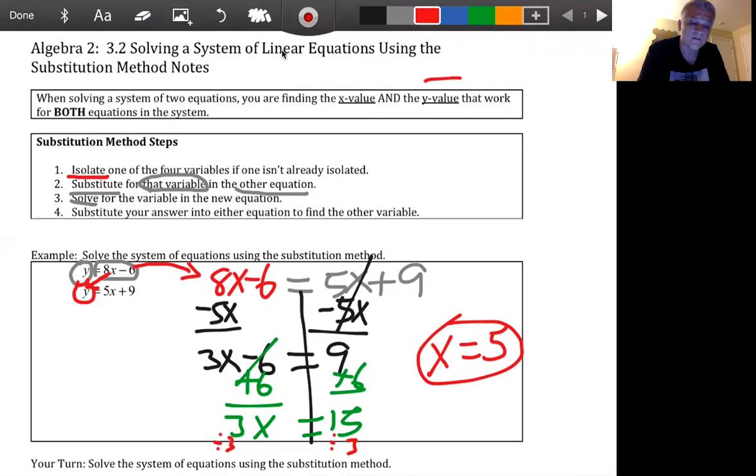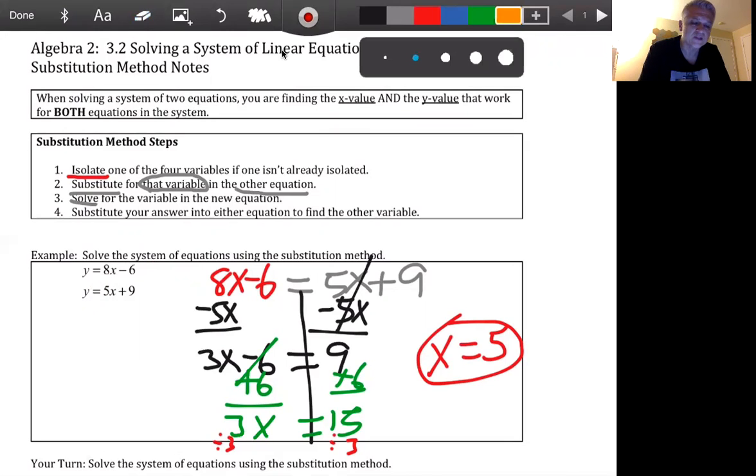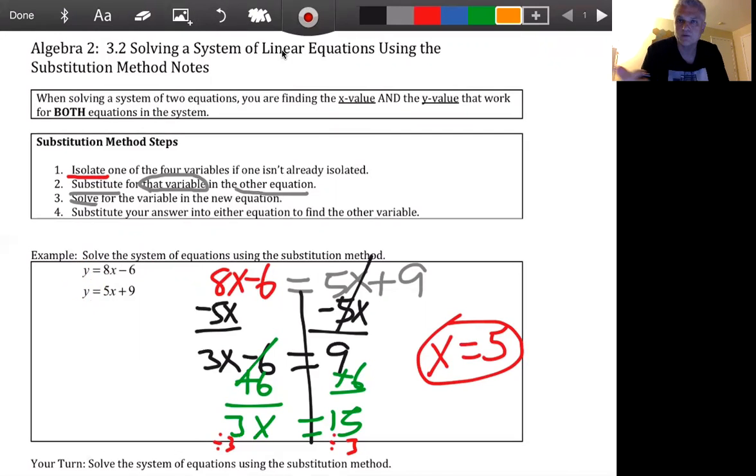Now I need my y value. So this is one of the cool parts. When you find one of the coordinates, x or y, you substitute it back into either equation. You can substitute it back in for this equation or for this equation. Okay, it honestly doesn't matter. Let's do the first one.